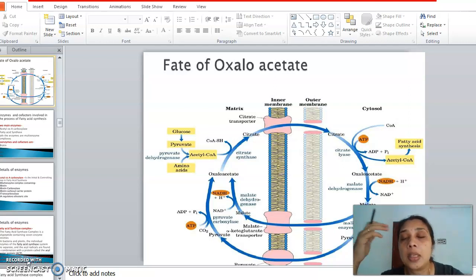When there is energy demand, what happens? The TG undergoes breakdown. TG will be mobilized from the adipose tissues and taken into the liver. They will undergo TG breakdown, whereby we can have the fatty acids. There is yet another source: the body itself can synthesize fatty acids from the excess or surplus amounts of carbohydrates and proteins.